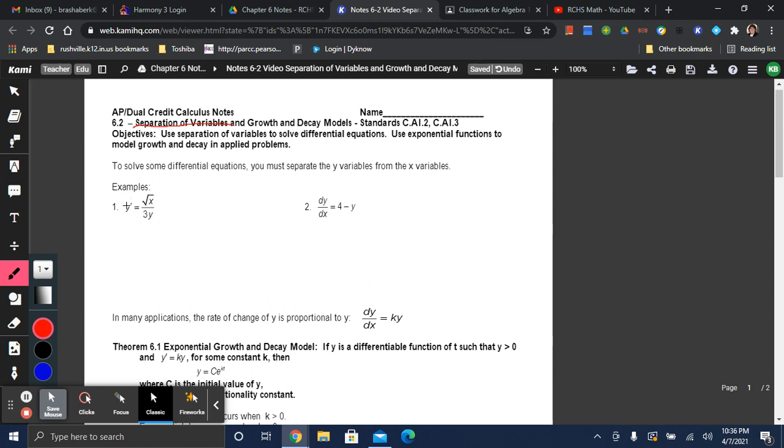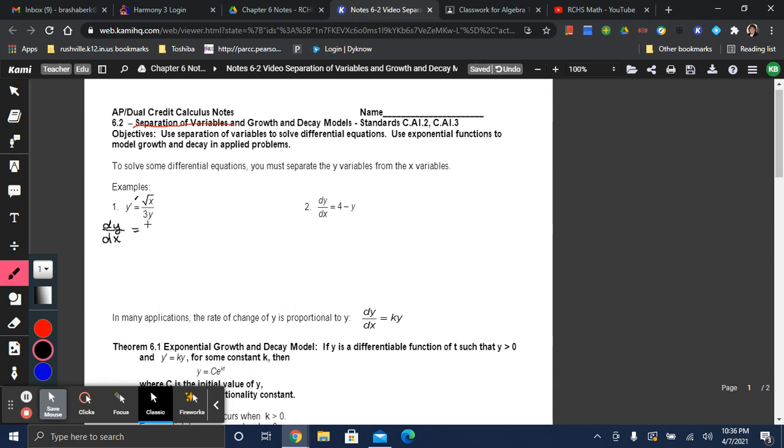Now, our problem number one on this set of notes looks like a y. That's actually a y prime. So make sure you know that that is y prime. And I'm actually going to rewrite that using the dy dx notation.